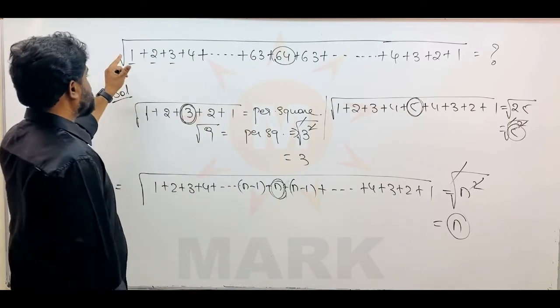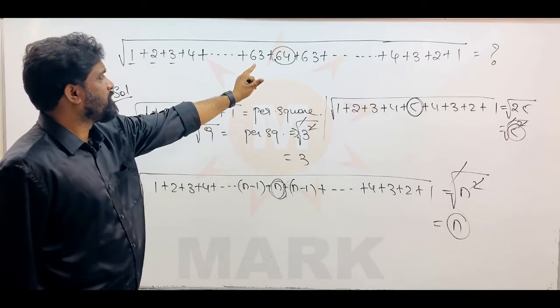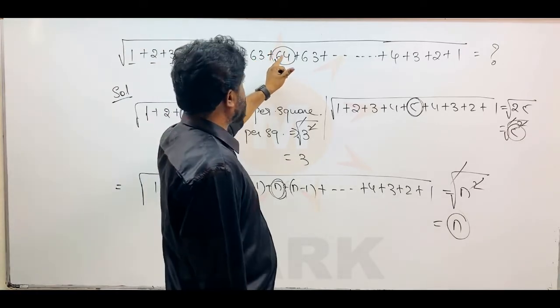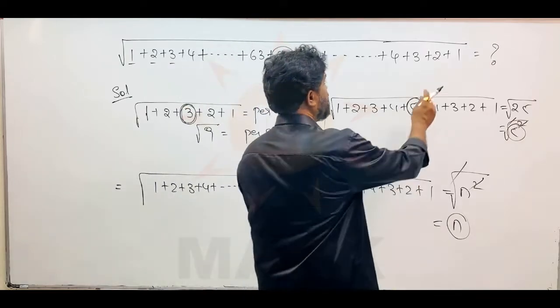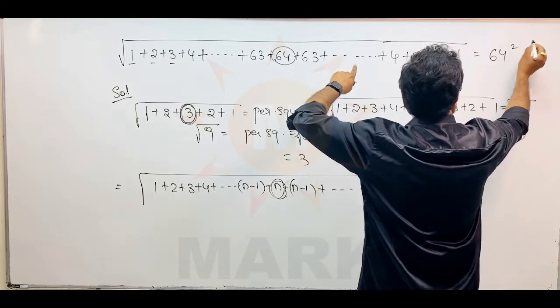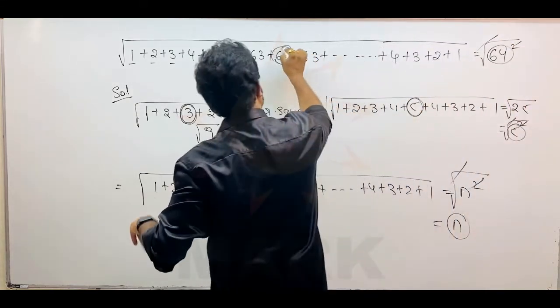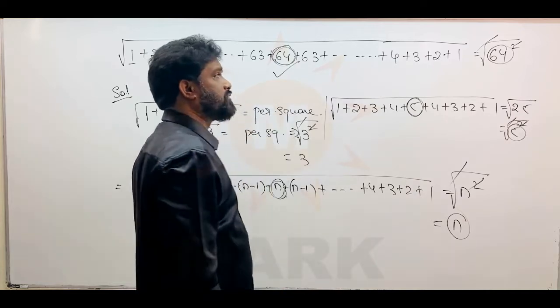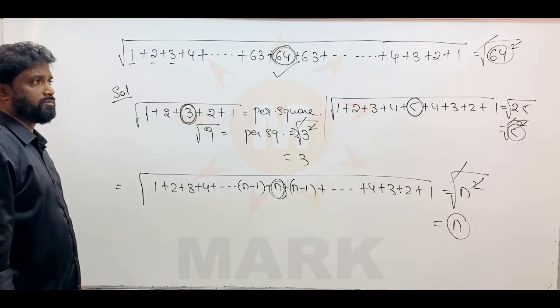So in this case, starting from 1 they have gone up to 64, and again they came back to 1. The format is satisfied. So first of all, what is this sum equal to? This sum is equal to 64 square, and they are asking the square root, so square and root get cancelled. What is the square root? This highest number itself. This is nothing but the square root of this sum.